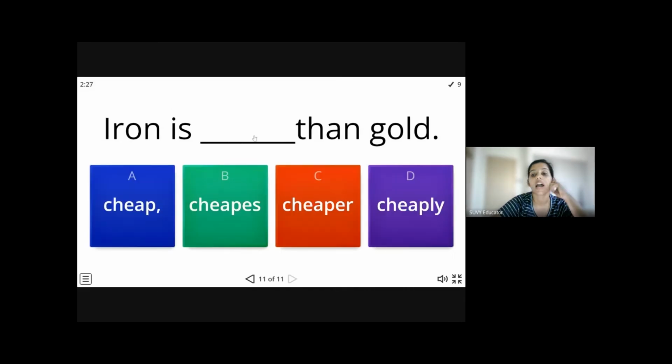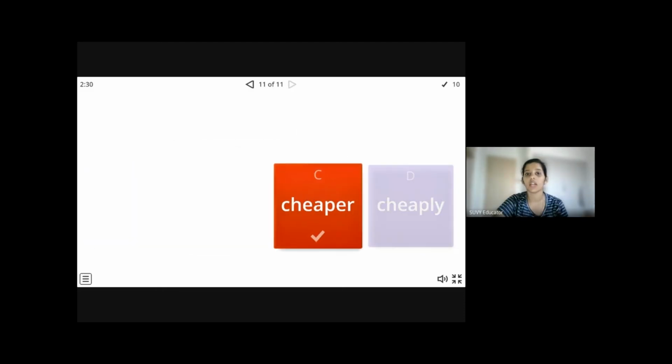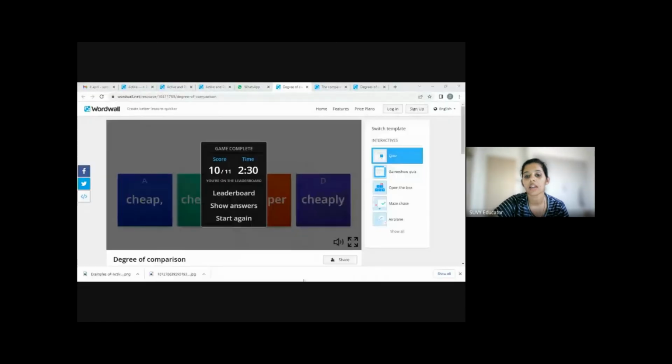Iron is dash than gold. So again comparing, cheaper. Okay, so yes. Now, shall we play another game similar to this so that all this becomes a little more thorough for us?